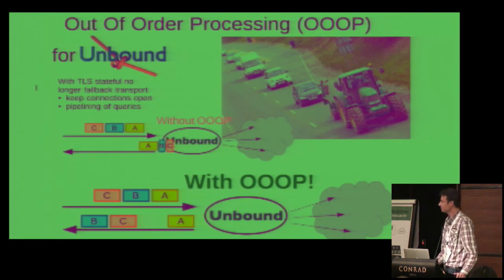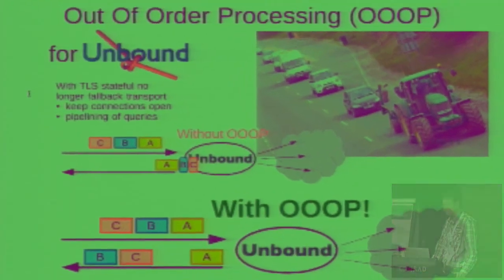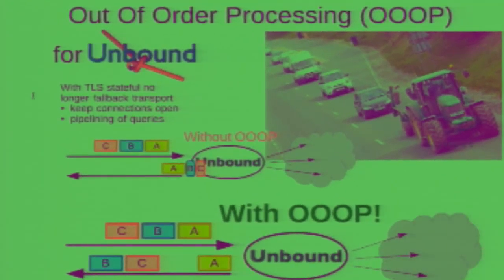And very important, out of order processing of queries over TLS. Previously TLS was kind of a fallback, but with optimizations it's not a proper fallback mechanism anymore. Because with optimization, you keep the connection open, you do pipelining, and what happens? Well, we know that in real life, if there's a slow car, a tractor in front of us, everything will delay, and we want to take over. It's impossible with pipelining.